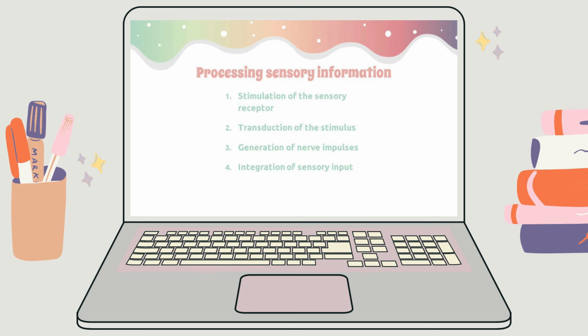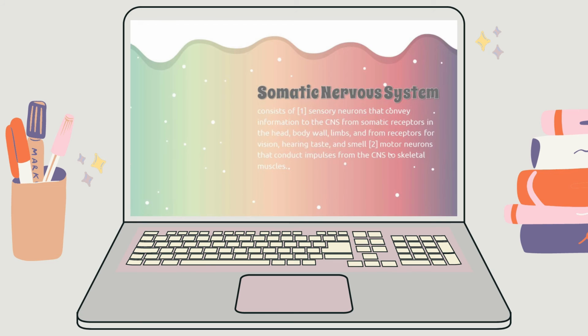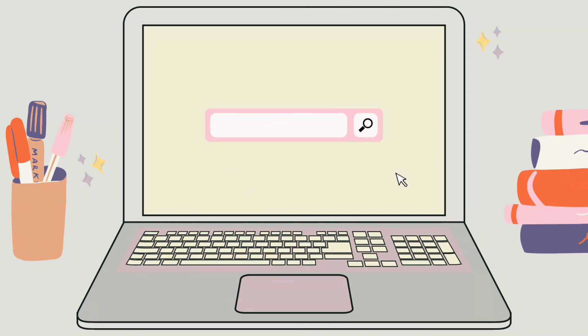The PNS itself is divided into two parts: the somatic and autonomic nervous system. The somatic nervous system consists of sensory neurons that convey information to the CNS from somatic receptors in the head, body wall, limbs, and from receptors for vision, hearing, taste, and smell, and motor neurons that conduct impulses from the CNS to skeletal muscles.